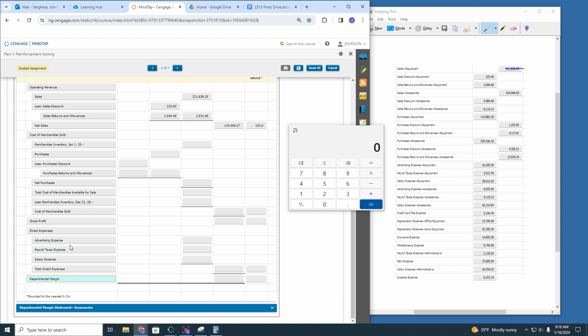So I'm going to list them here, and then I'm going to grab those amounts, and I'll come back and finish this out. All right, so what I can grab off of this sheet that I have over here already is the advertising expense for equipment is $16,200, and the payroll tax expense for equipment is $39,1378, and the salary expense for equipment is $39,814. Ooh, I shouldn't have 35, I think. $39,814.35. And then I'm going to add those all together, and that'll give me my total direct expenses.